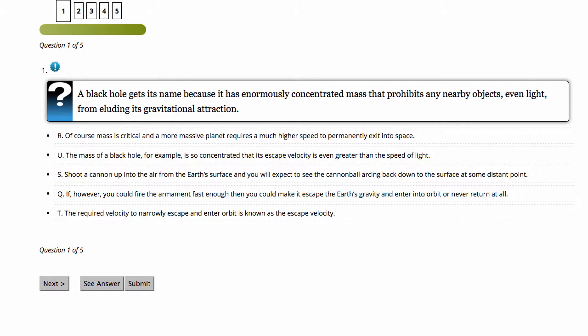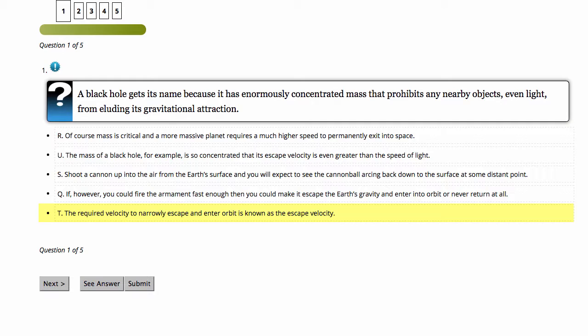A black hole gets its name because it has enormously concentrated mass that prohibits any nearby objects, even light, from eluding its gravitational attraction. This is clearly an explanatory paragraph whose subject is black holes. Let's start from the bottom up in reading this time.